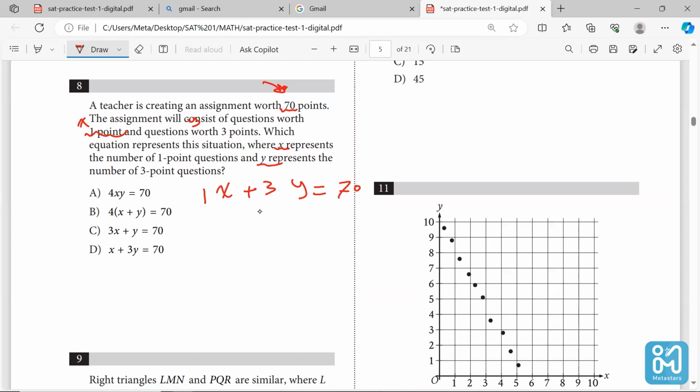Again, I have x questions worth 1 point, so we take 1 times x, and I have y questions representing 3 marks, so multiply 3 times y. The total mark that I need is going to be what? 70. Now 1x plus 3y gives us 70. My answer is D. Any question? No question. Okay, guys, this kind of question is very important. Please focus on this one and make sure you understand every word in this kind of question.